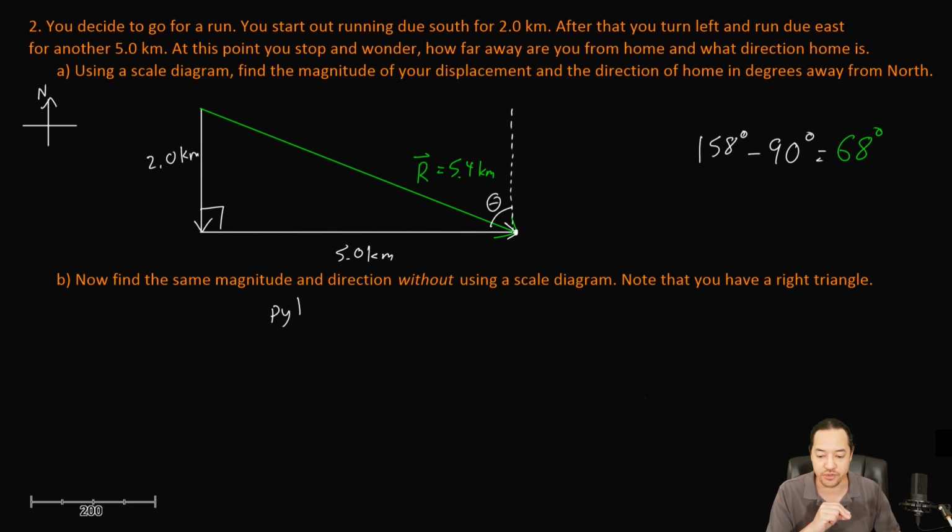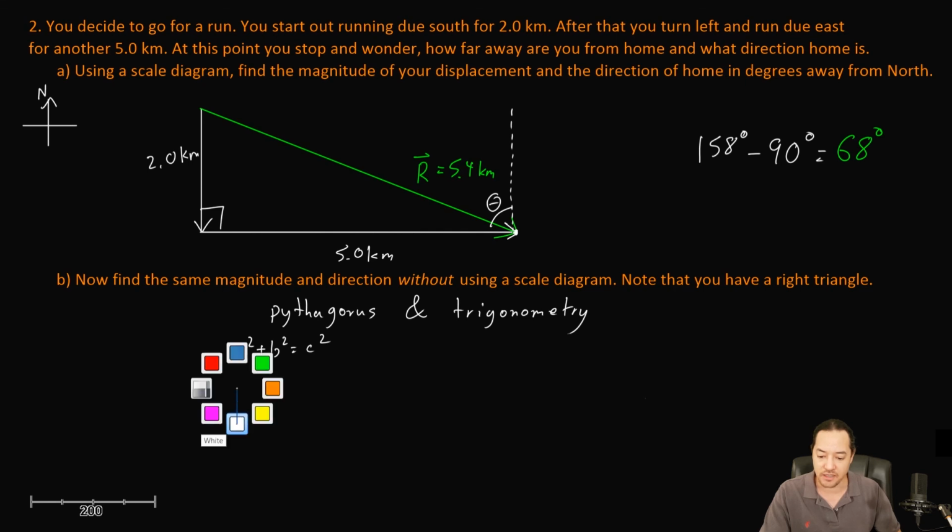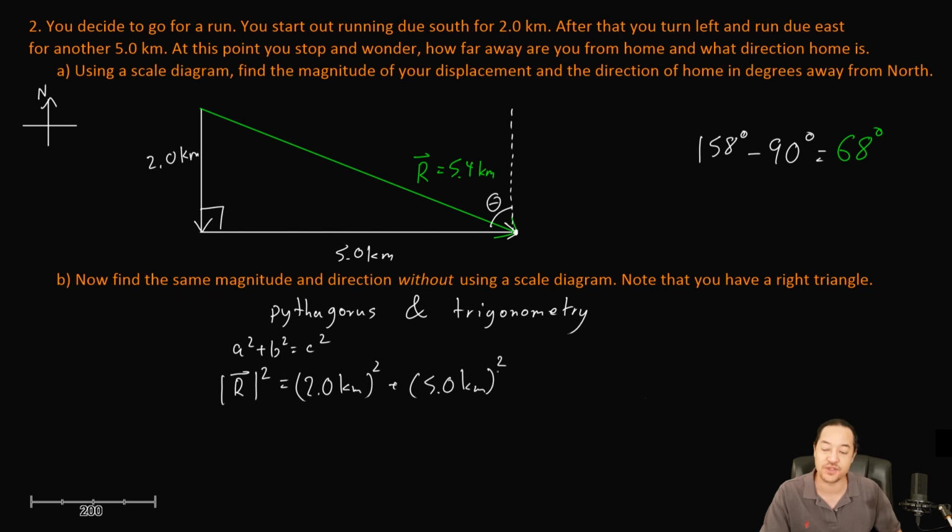When we have a right triangle, we are able to start using other tools. In particular, we can use Pythagoras, and we can use trigonometry because we have a right triangle. So the Pythagorean theorem is, of course, a squared plus b squared equals c squared. So if we know that this leg is 2 and this leg is 5, we can calculate the hypotenuse right there. Okay, so in this case, we can say something like the magnitude of r, that resultant, squared should be equal to 2.0 kilometers squared plus 5.0 kilometers squared, right?